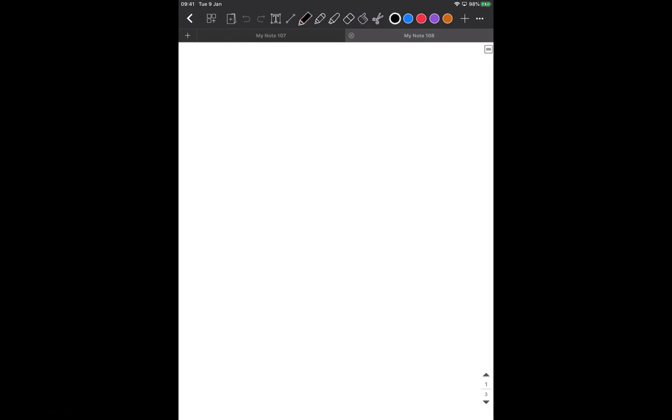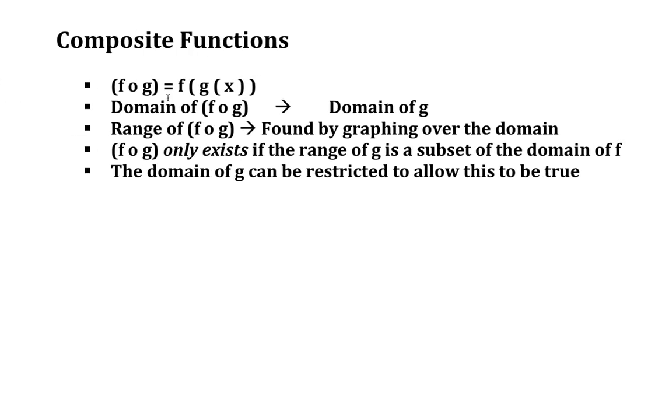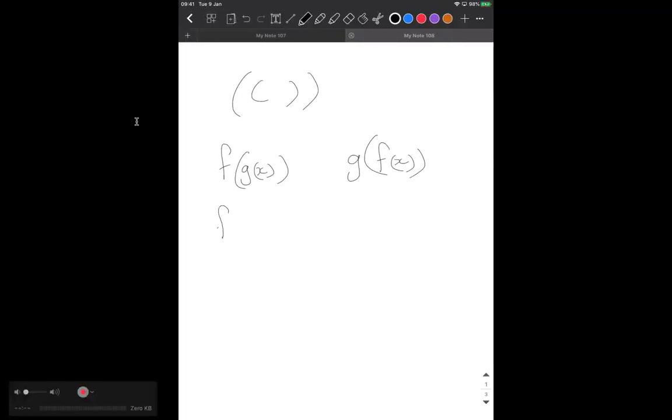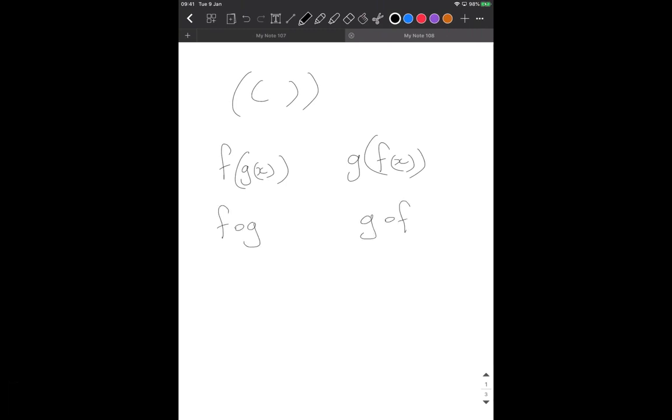So if you've done chain rule in calculus, it's kind of the same notion that we're dealing with here. It's a function inside a function. You can represent it as f of g of x, in other words, g is inside of f, or g of f of x, where f is inside of g. We can also represent those like this. These are often called fog and gof, where the little circle is indicating a composite. So that's what that means, and that is what that means.